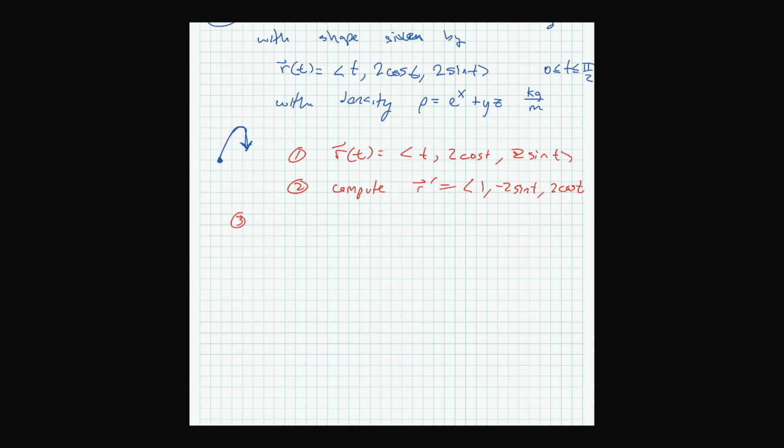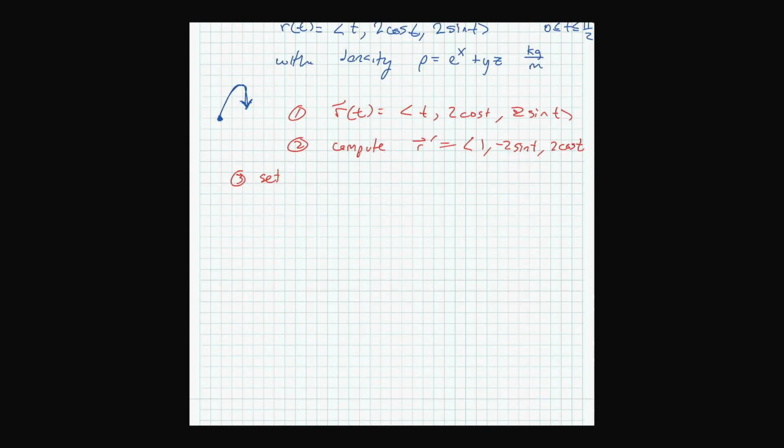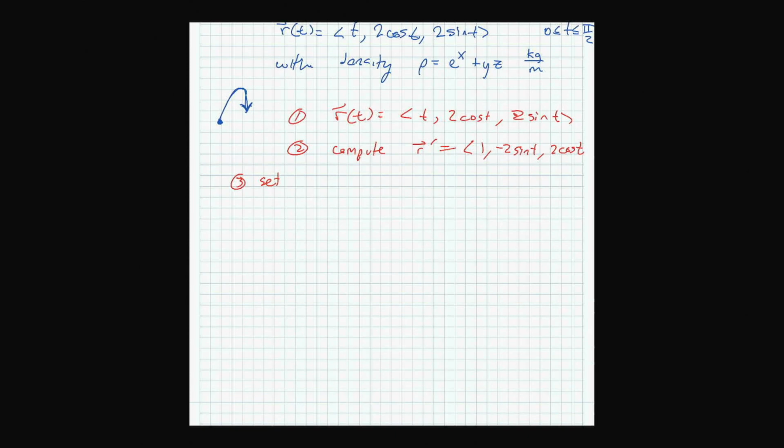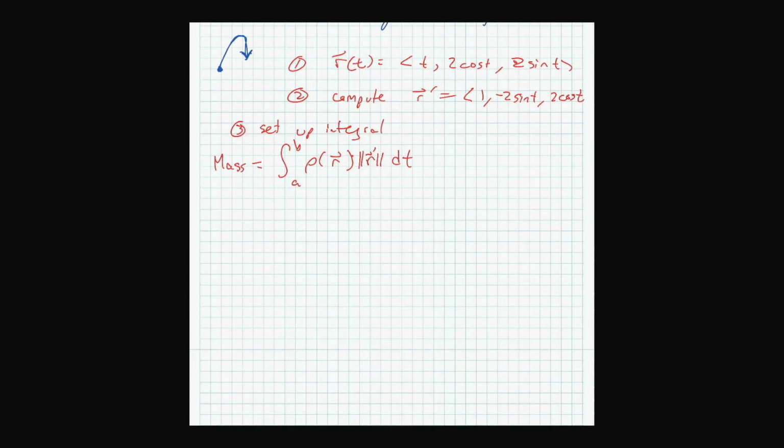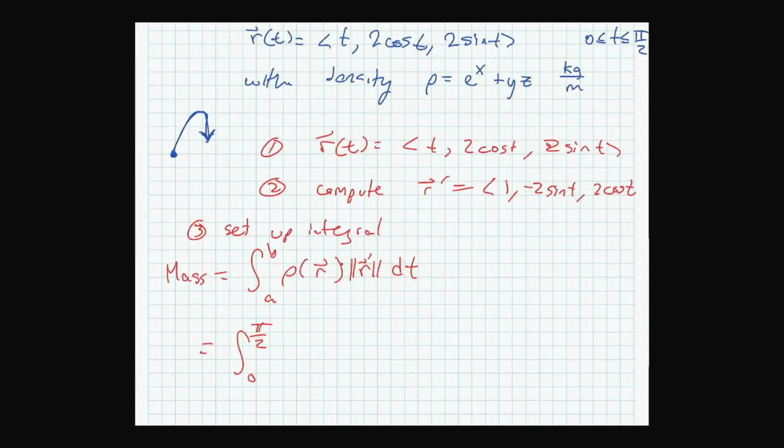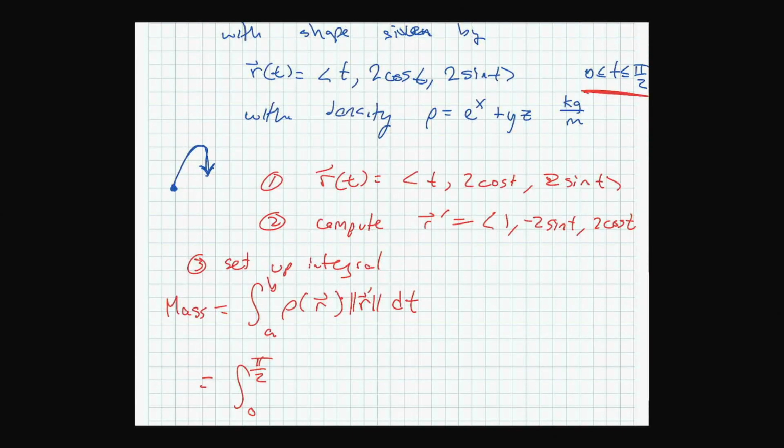We set up our integral. There's no normal here, right? We only needed the normal for flux. So mass is equal to the integral from a to b. We're going to take rho, plug in r, and then multiply by the magnitude of r prime, and then dt. So this integral is going to be 0 to pi over 2. Those were the given limits for t.